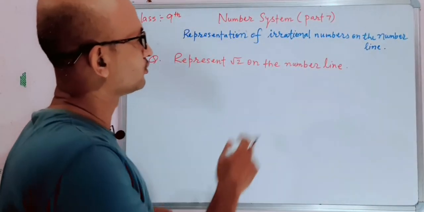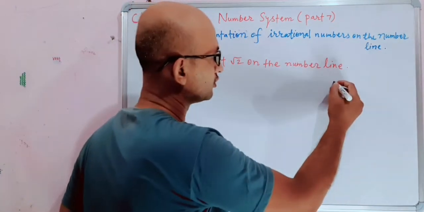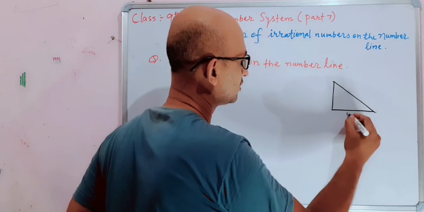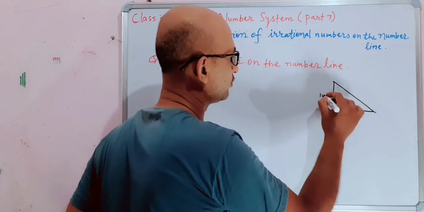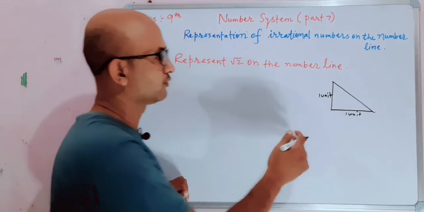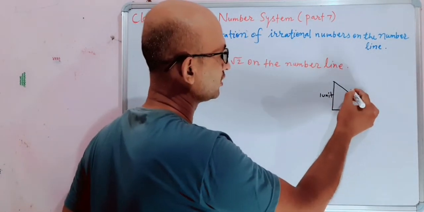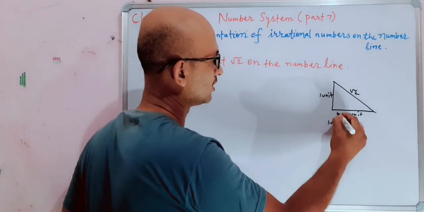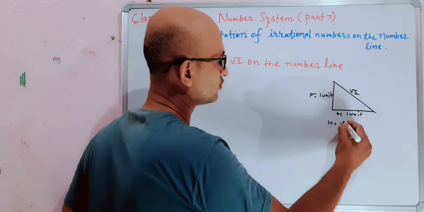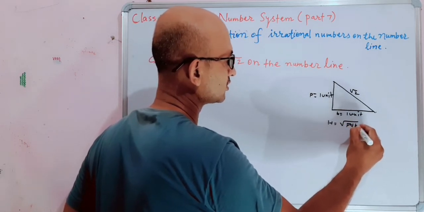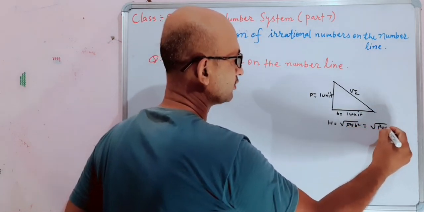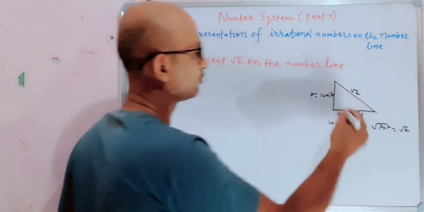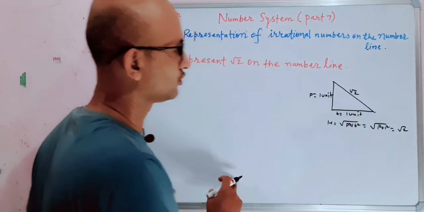To represent root 2 on the number line, we draw a right angle triangle with base 1 unit and perpendicular 1 unit. Therefore, we get hypotenuse equal to root 2 unit. As we know, hypotenuse is equal to the square root of perpendicular square plus base square. This is equal to the square root of 1 square plus 1 square, so we get the hypotenuse of this right angle triangle as root 2.